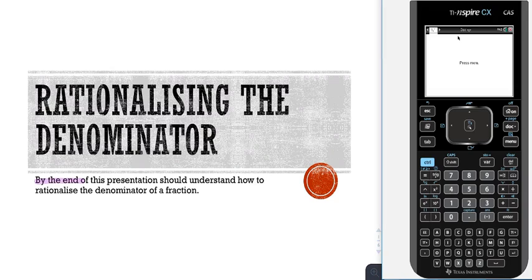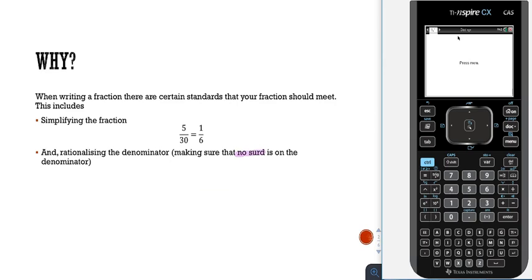This presentation is about rationalizing the denominator. By the end of this presentation, you should understand how to do this and, I suppose, the benefits of doing it. So why do we rationalize the denominator?